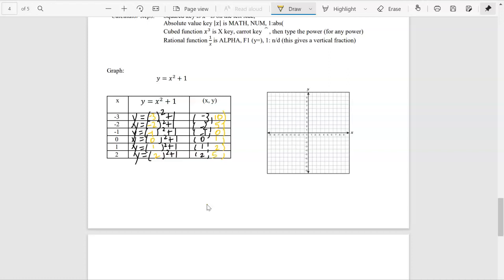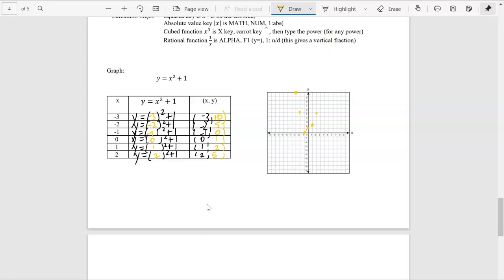I'm going to plot these points. We're going to walk to -3, go up to the 10th floor. (-2, 5). We're going to walk to -1, we'll stay put because it's (0, 1), (1, 2), and (2, 5).